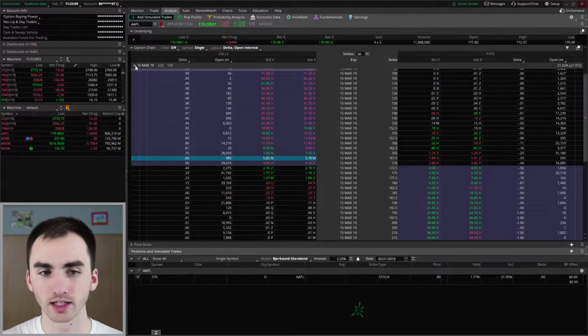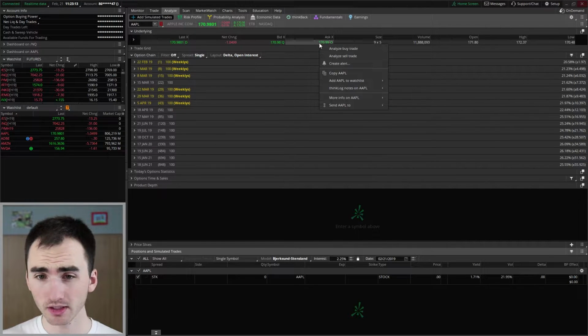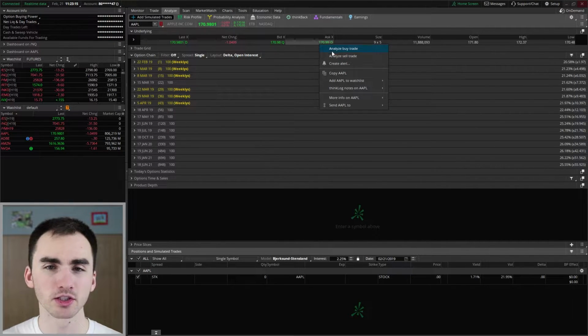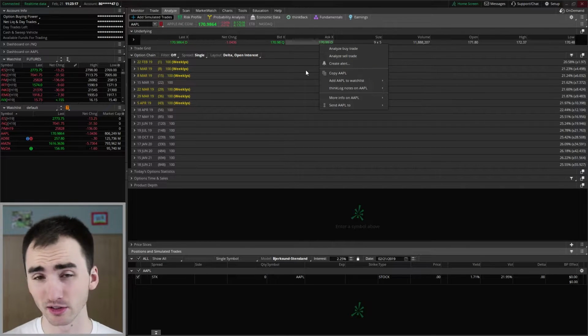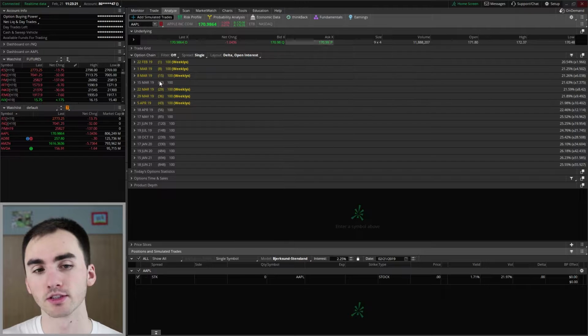And so that'll bring up the options chain. You can also buy stock doing this. You can buy, but stock is generally pretty basic. You know, if it goes up, you make money, and if it goes down, you lose money. Generally, this is for options.